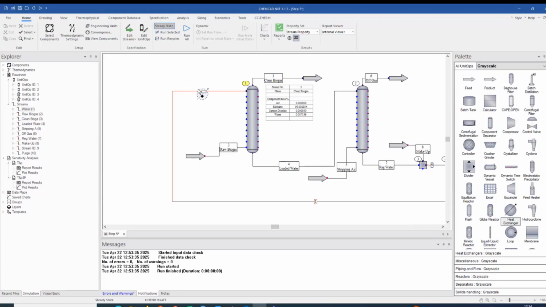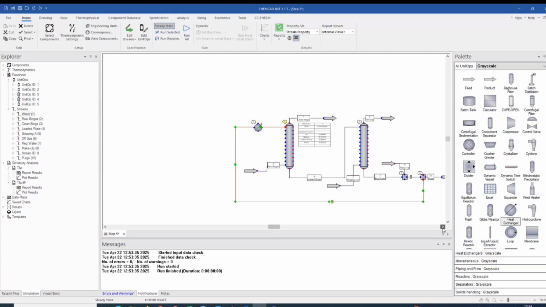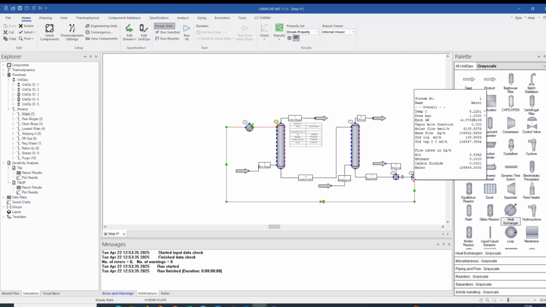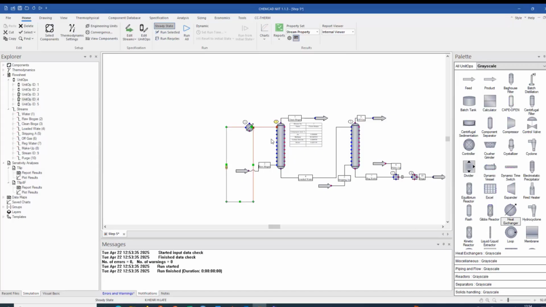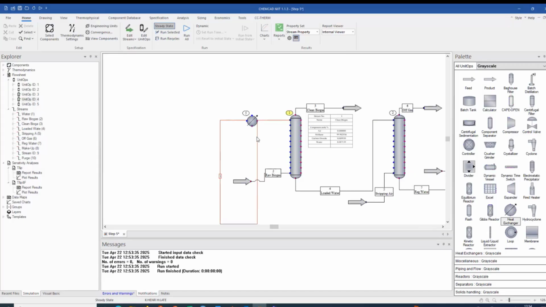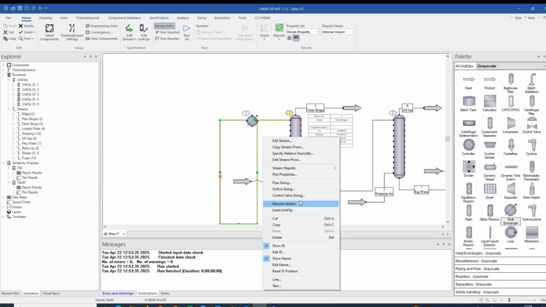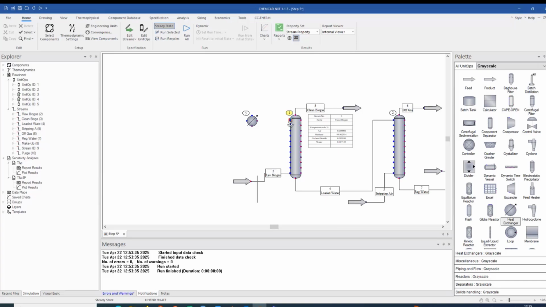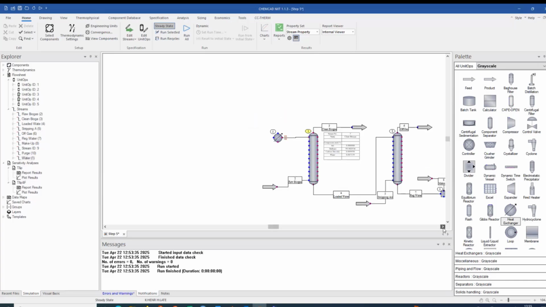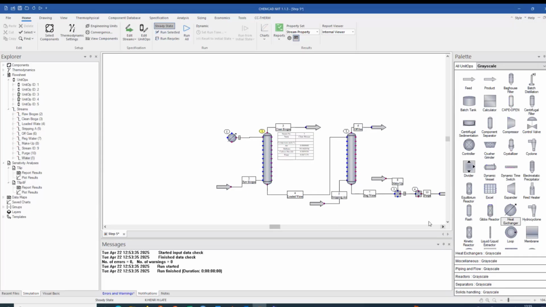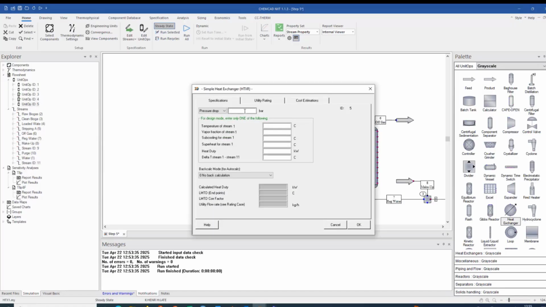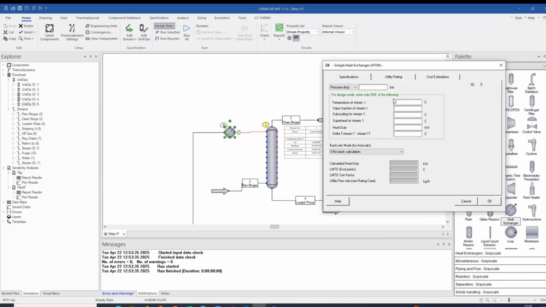Let's put this here in front of the scrubber column. And I will connect it this way. Reroute stream 1. And here we close the recycle from the divider. This is our stream 11, and this heat exchanger, we want to use it in order to cool down the water to a temperature of 5 degrees Celsius.